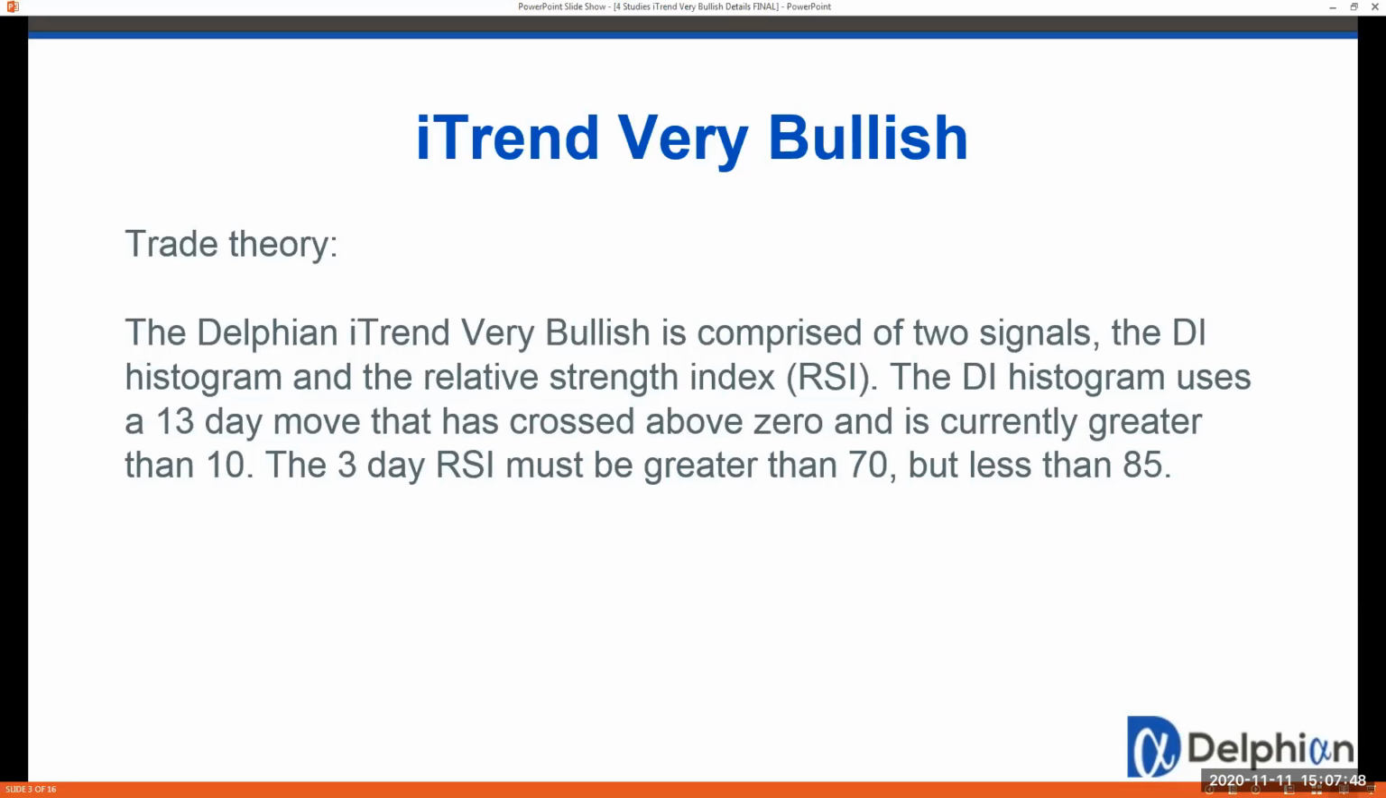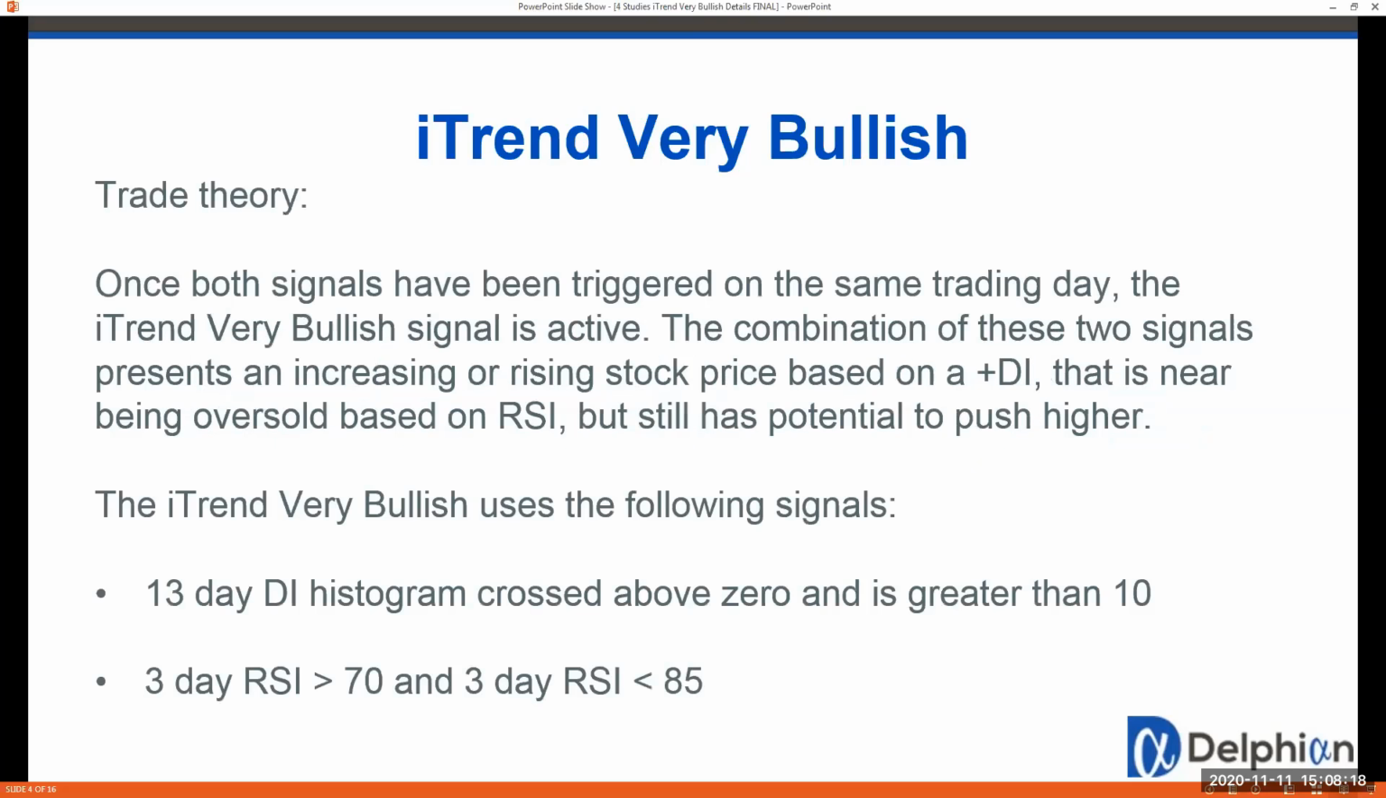Within this iTrend signal, there's 2 signals that make up this one, and it's the DI histogram and it's the RSI. A lot of people probably know what RSI is, but not too sure what the DI histogram is. So I'm going to go through those in a second. The DI histogram uses a 13-day move that has crossed above 0 and is currently greater than 10. And the RSI is a 3-day RSI, and it has to be greater than 70 but less than 85. So a little narrow window there on the RSI to meet that signal.